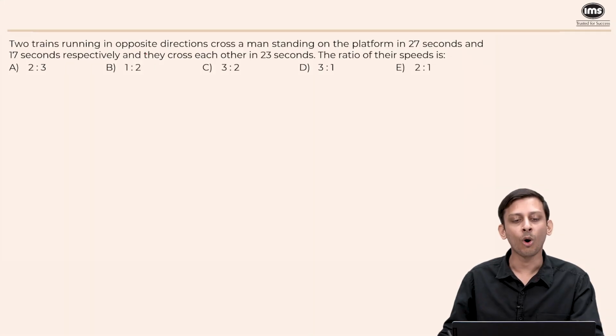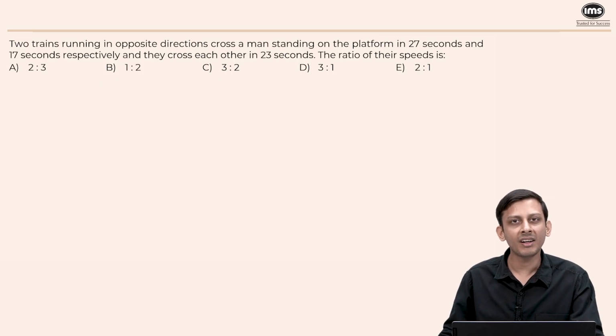2 trains running in opposite directions cross a man standing on the platform in 27 seconds and 17 seconds respectively, and they cross each other in 23 seconds. The ratio of their speeds is what? So here we can take some variables, we can form some simple equations and get the ratio.